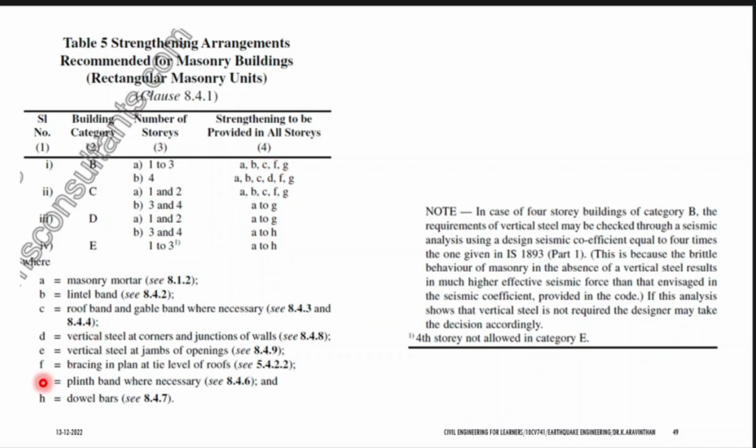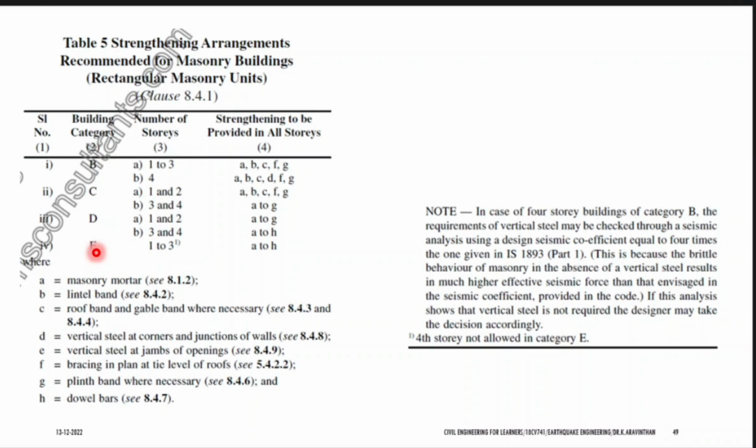F is called bracing in plan and tie level at the roof. So bracing should be provided, and G is what? Plinth band is necessary. If you are constructing in Bangalore, A, B, C, F, G is required. These categories are required. Now, if you are building in Bhuj, Bhuj is near Gujarat.